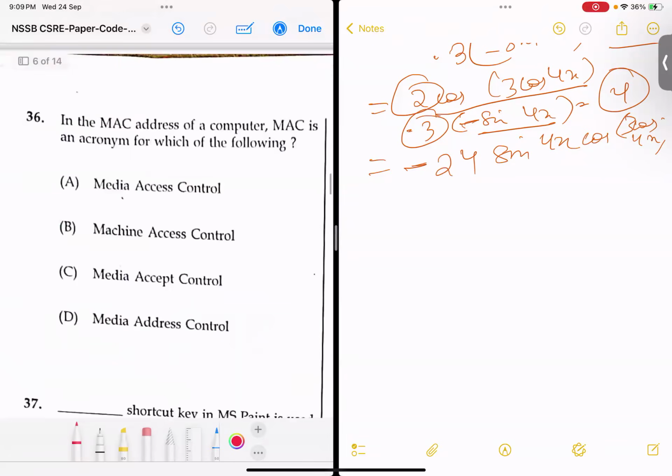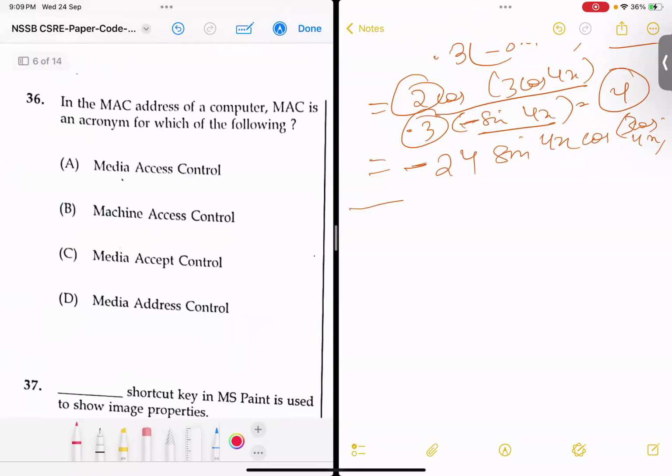Now question number 36. In the MAC address of a computer, MAC is an acronym for which of the following? So it is a direct question. It simply stands for media access control, okay?